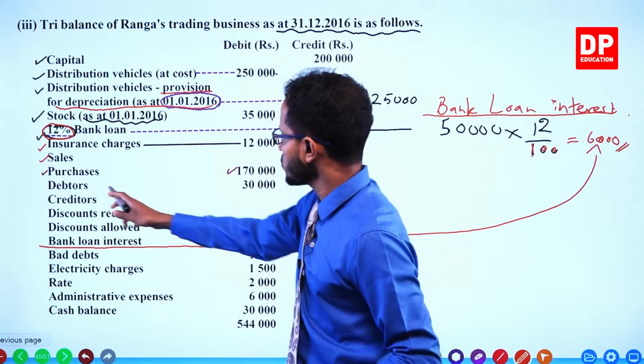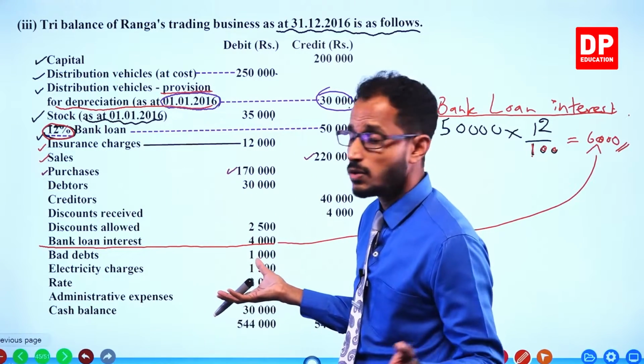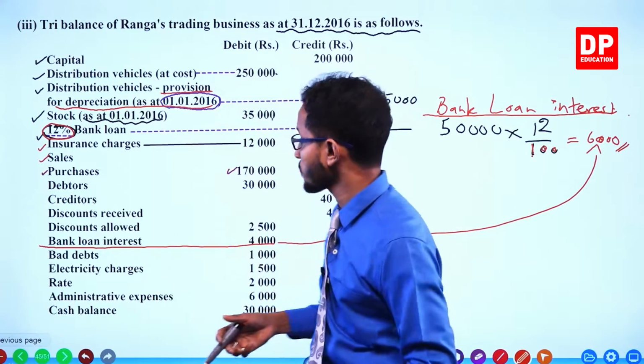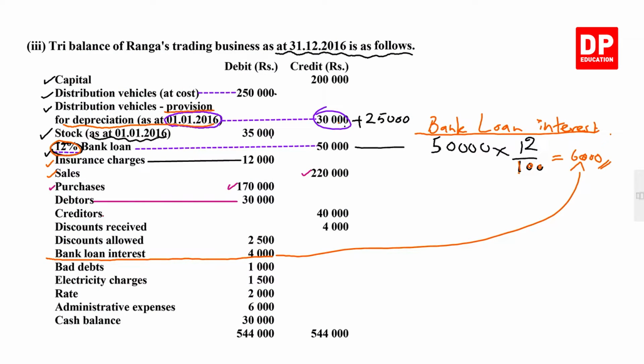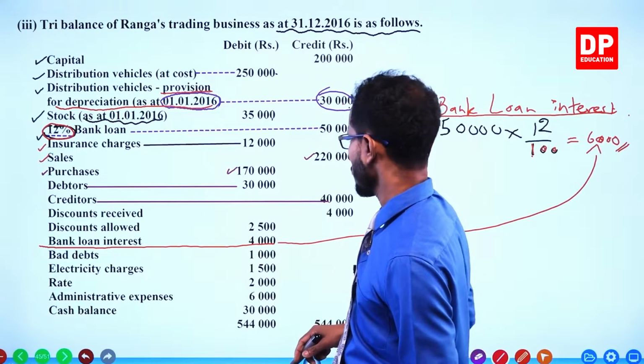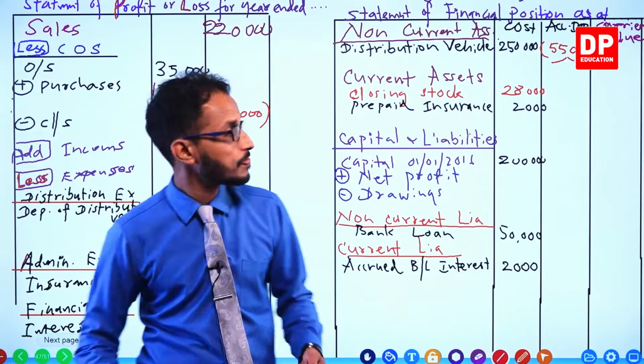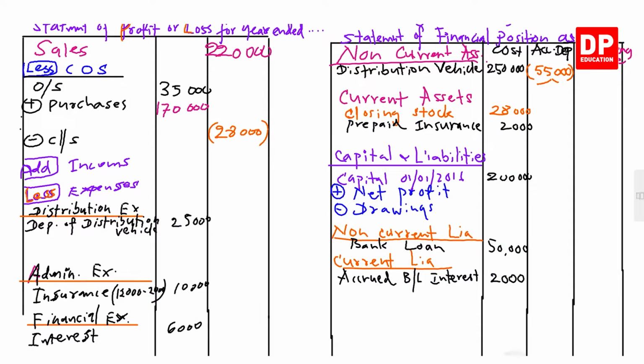Debtors we have 30. You know, debtors and creditors are assets and liabilities, yeah. So goes to the SOFP. Debtors 30, creditors 40. Okay. That's great. Debtors should be here. 30. Creditors should be here. 40.